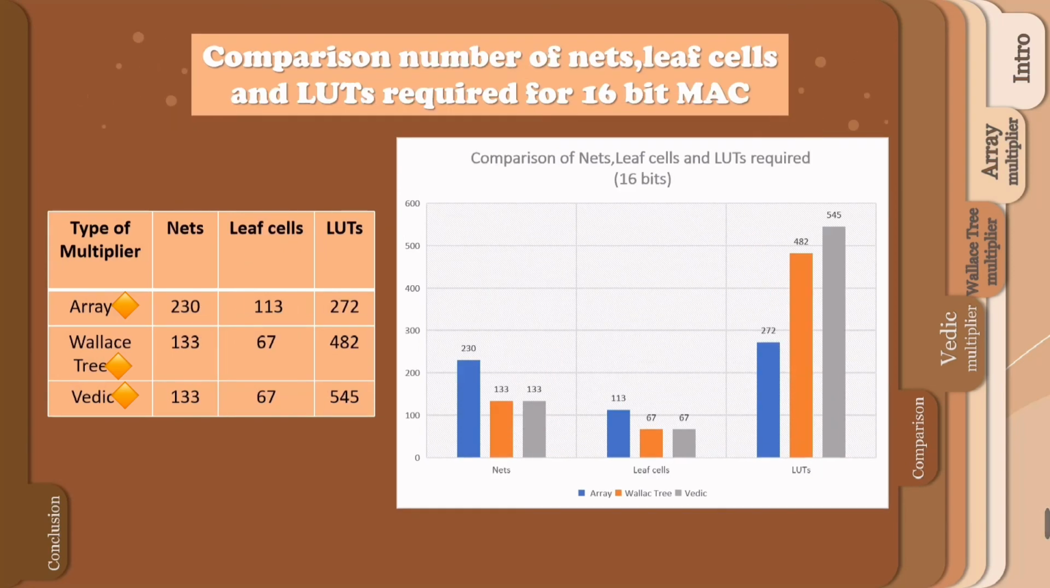Next is the comparison of the number of nets, leaf cells and LUTs required for a 16-bit MAC. It is clear that the MAC unit constructed using array multiplier requires the largest number of nets and leaf cells. However, it requires the least amount of lookup tables. Wallace tree and Vedic multiplier require almost the same number of leaf cells and nets. However, Vedic multiplier requires the largest number of lookup tables or LUTs.